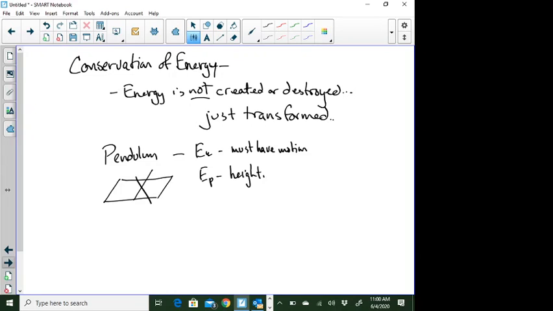But here we have a pendulum, and the pendulum going back and forth always takes the same length of time to go from one side to the other. And so we use that for keeping track of time.